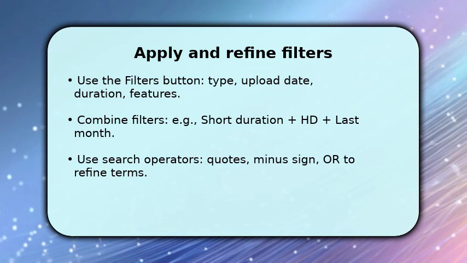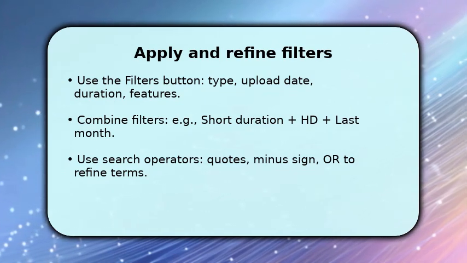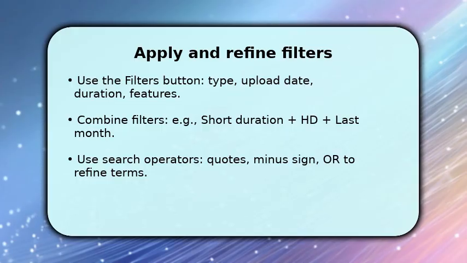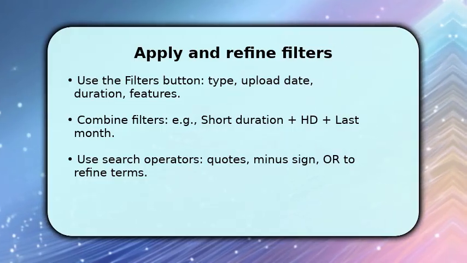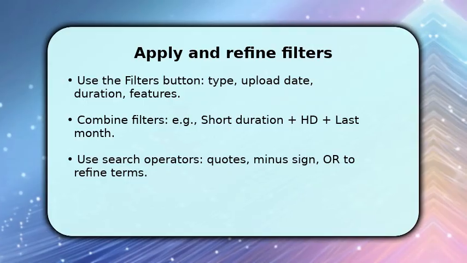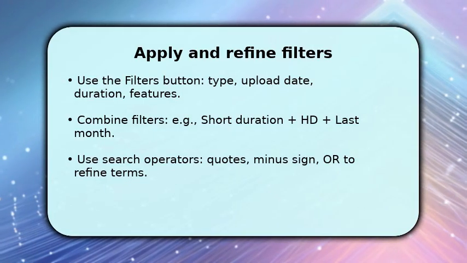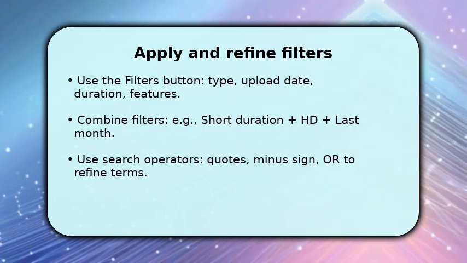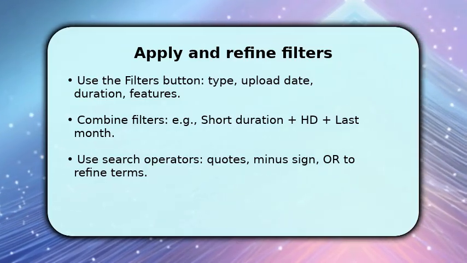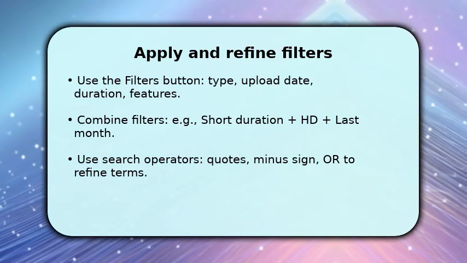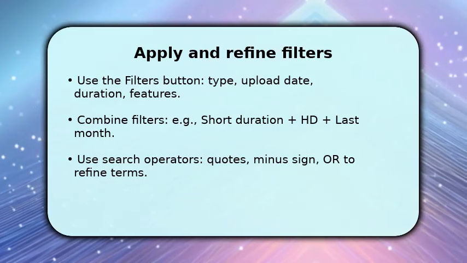Now apply filters. Click filters and pick type, duration, upload date, and features. These cut noise fast. Combine filters, say short duration with HD and last month, to surface recent highlights or clips. You can refine further with search operators. Put phrases in quotes to lock words, use a minus sign to exclude terms and/or to include alternatives.